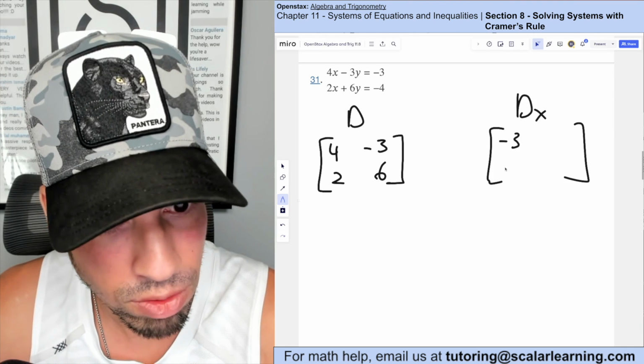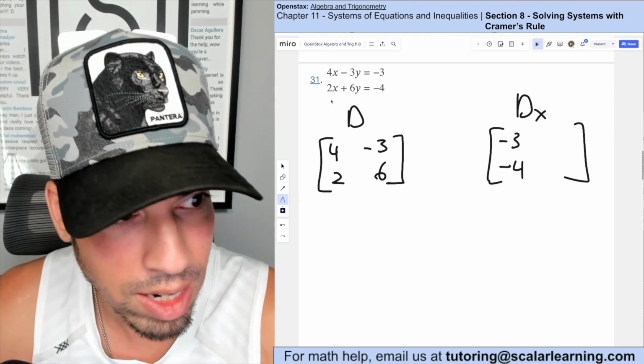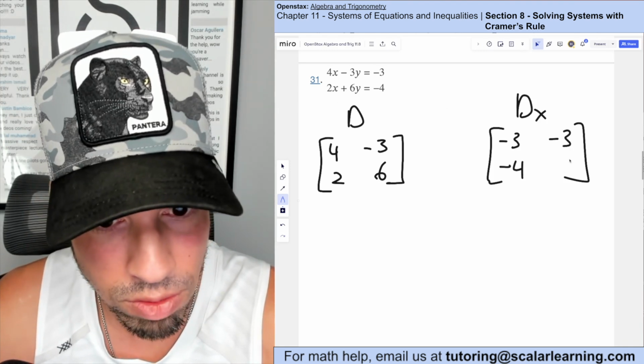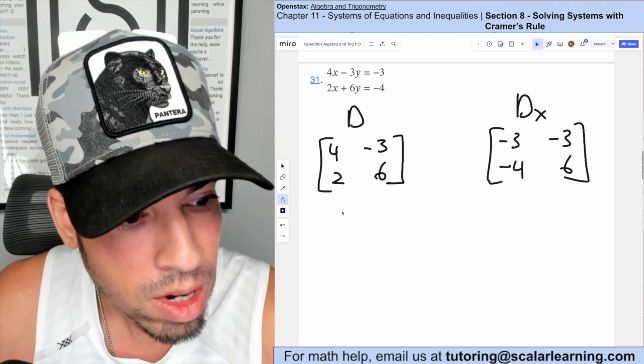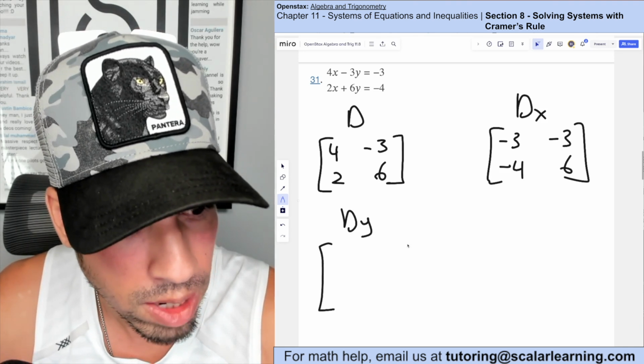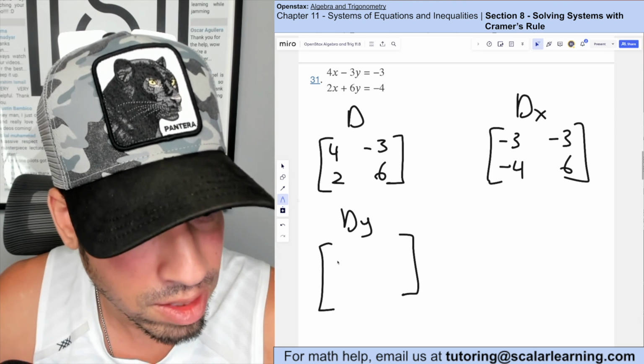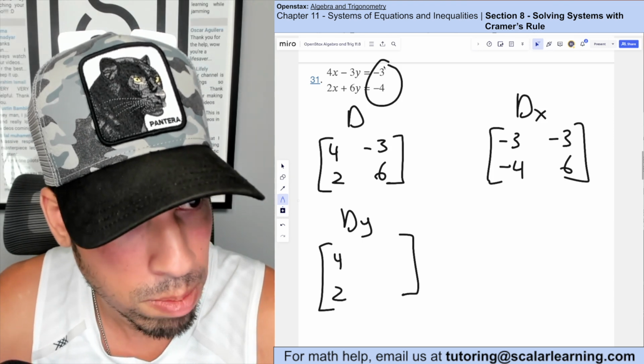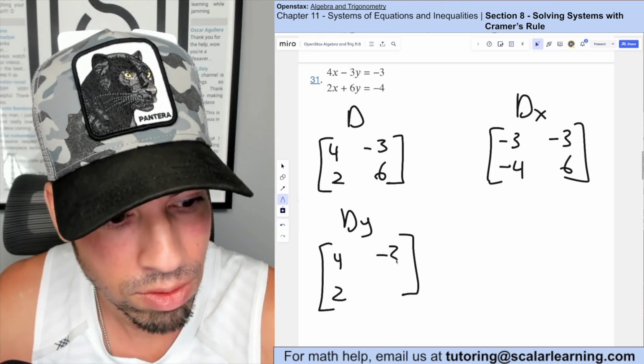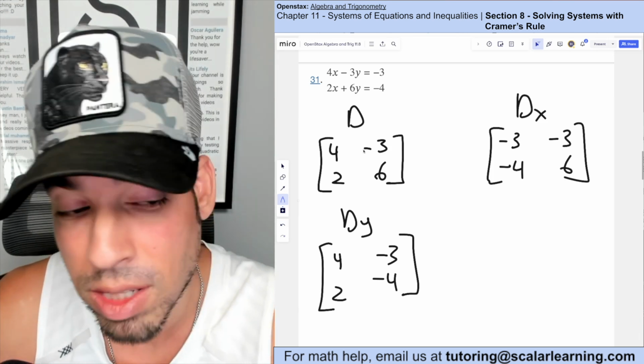So we got -3, -4, right? We slide it into the x positions, and then we got -3 and 6. We leave the y's alone. And then we got dy, okay? So again, we leave the x's alone, the 4 and the 2, and then we pop these in, and we got -3, -4. Now let's calculate each of these determinants.